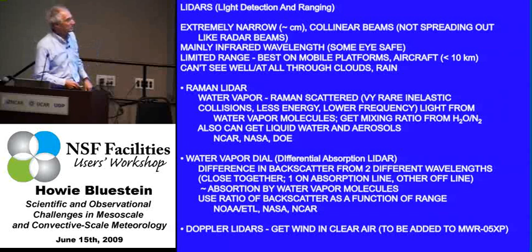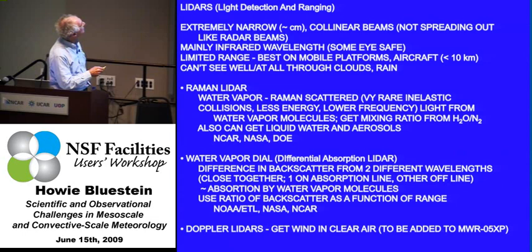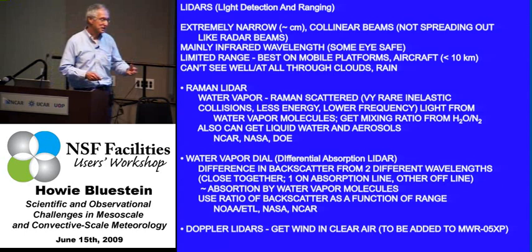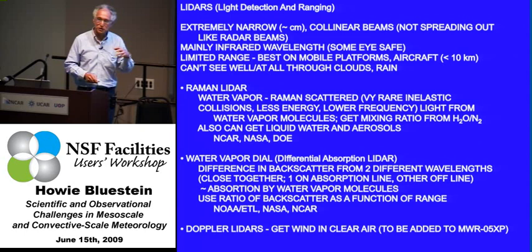LIDARs, boy, time flies quickly. LIDARs are nice. They're laser Doppler radars. You get extremely narrow collinear beams. They don't spread out, but they can see. They get backscattering from particles in the atmosphere, and you don't have to worry. You can see through the clear air. You get scattering from the molecules.